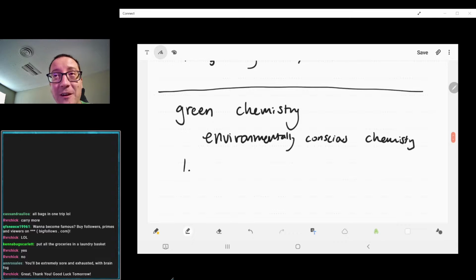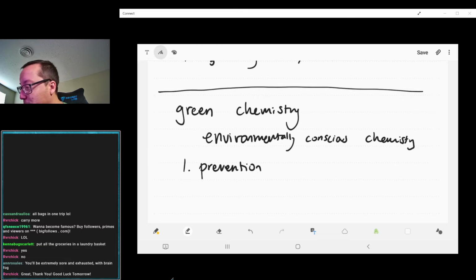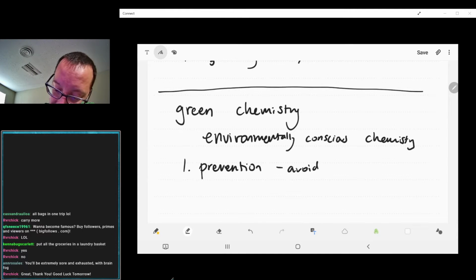So our first one is prevention. We don't want to use things that we don't need to use. We want to prevent making toxic byproducts. We want to prevent using extremely explosive things. It's our catch-all for avoiding nasty stuff. So avoid waste in general is going to be one of our principles here.